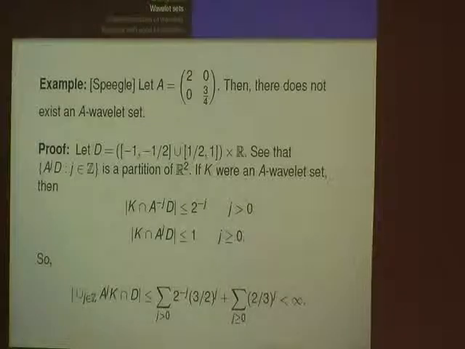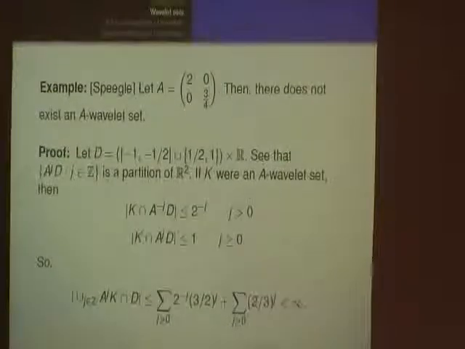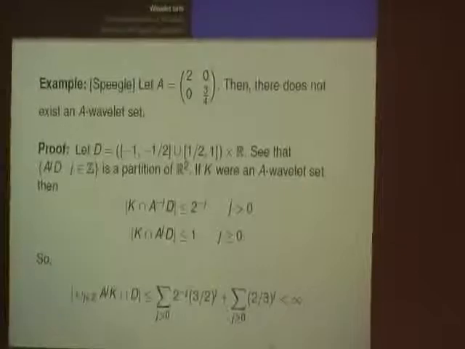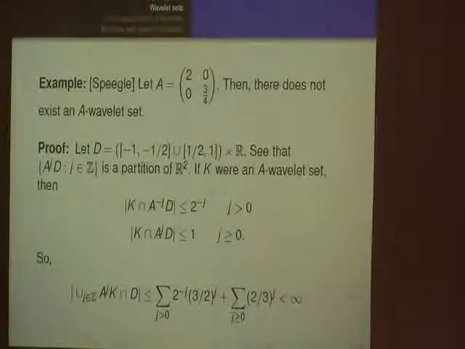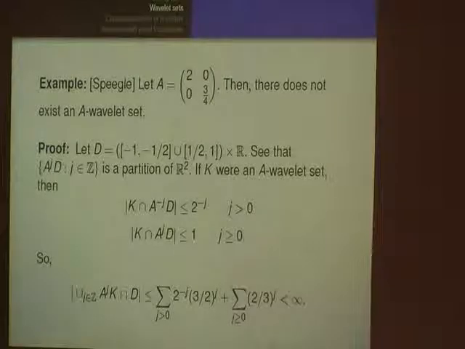Okay, so now we get into the nitty-gritty, right? So what about this spectrum? Certainly not all eigenvalues are bigger than 1 in modulus. We can agree to this. This has eigenvalue 2 and 3/4. This one, it turns out, there's not a wavelet set that corresponds to this. And the reason is, I've got a proof there, but probably.